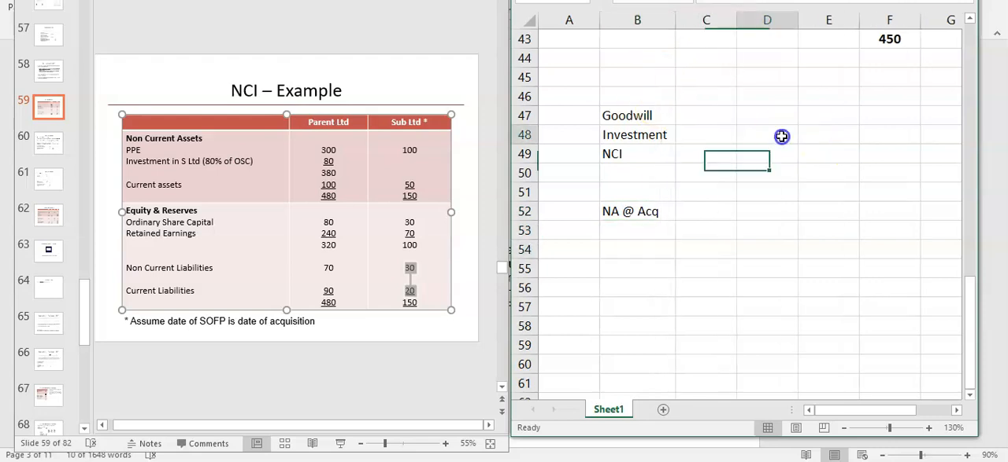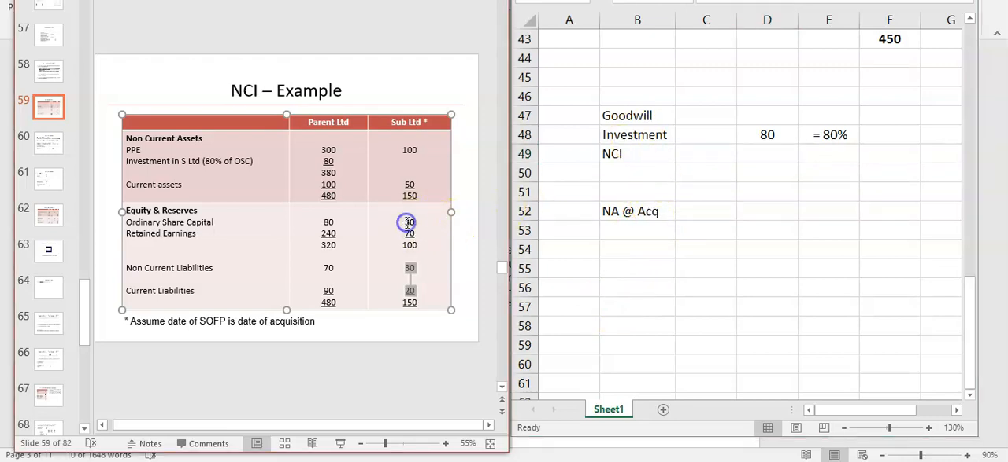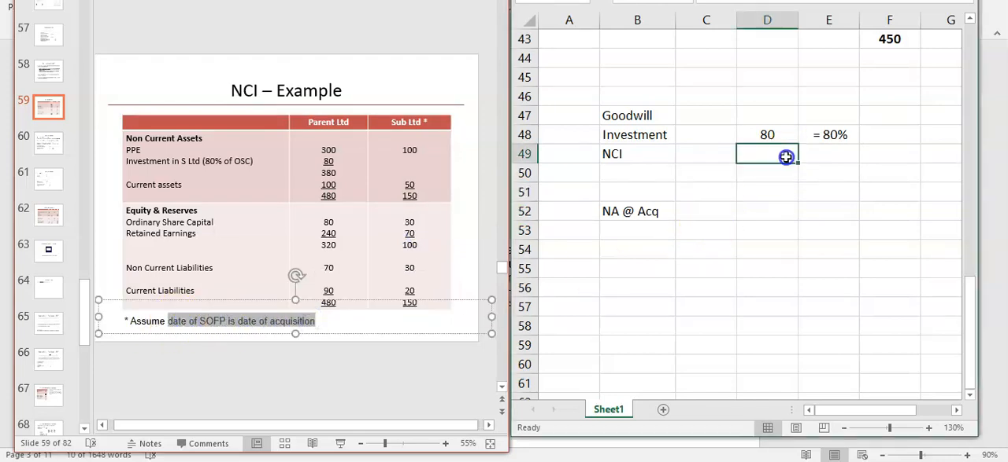So the investment, we know we paid 80, and that is getting an 80% share. The NCI, we don't know what measure is used, they don't tell us, but we're using method 1. So how you measure the NCI at acquisition is you get the net assets, which are 100, because we're told the date of the statement of financial position is the date of acquisition. So it's going to be 100 times 20%. So the NCI is going to be worth 20.